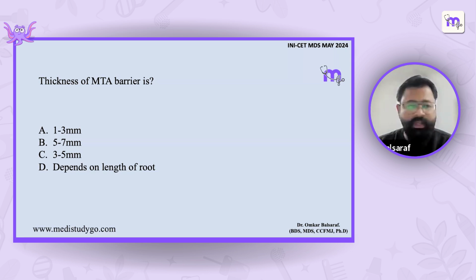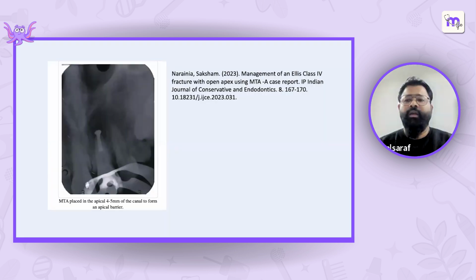Yes, many people are answering it right. So it is 3 to 5 mm. Good. The MTA thickness, the barrier of that MTA thickness is 3 to 5 mm. Okay, we'll just come to the conclusion.